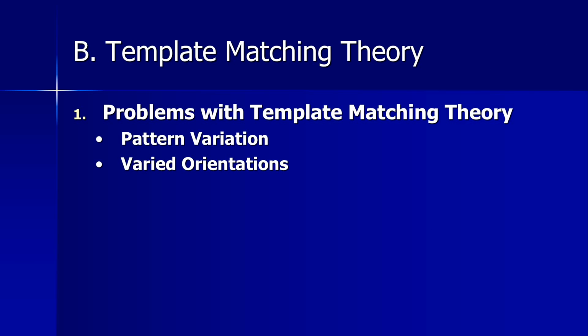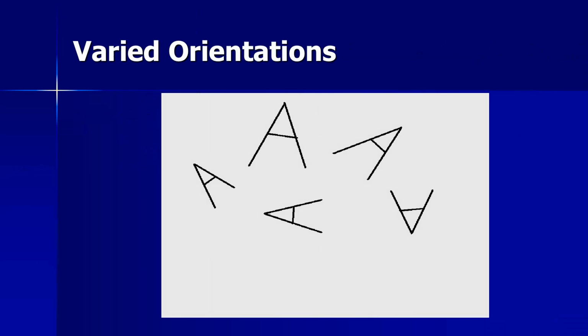The next problem is with what we call varied orientations. Essentially we can recognize patterns regardless of which way they're pointed. So in this example, all of these are the letter A, even though they're all in varied orientations. Now we do know, and this is some of the support for template matching theory, that the further a letter is from being upright, or completely upside down, the longer it takes us to recognize it, because we essentially have to mentally rotate it to its appropriate orientation. And that was taken as early evidence for this idea of template matching.